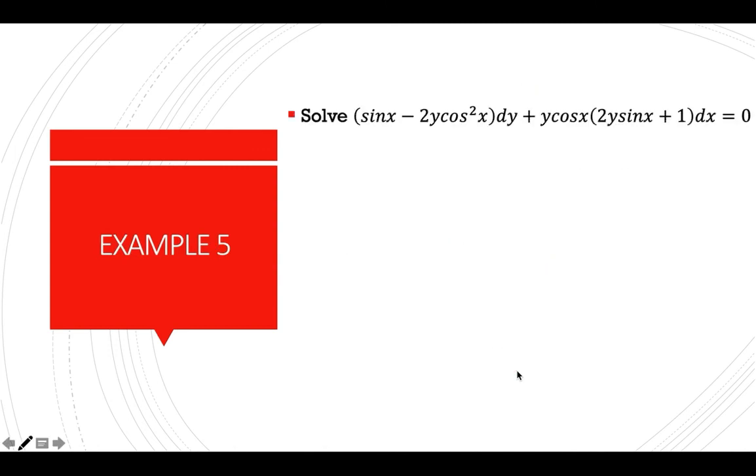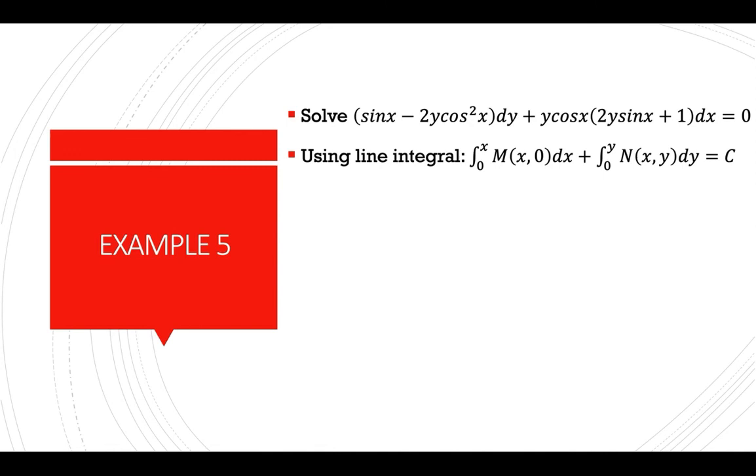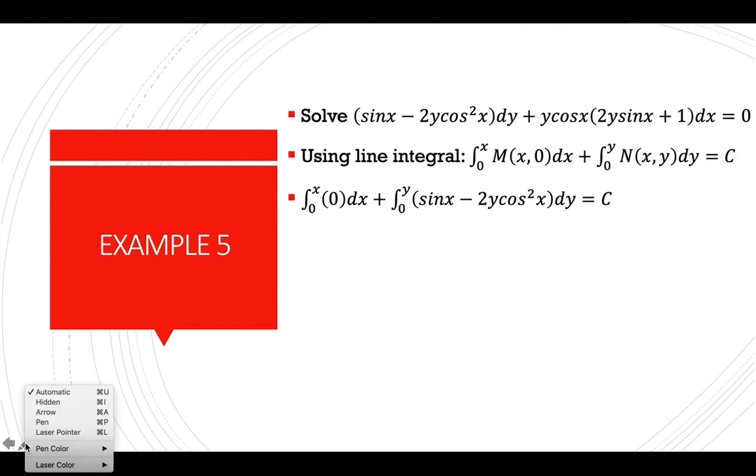Now, if we'll be using the line integral for the same equation. Okay, so using this line integral, y here is equal to 0. By the way, this is your M, this is your N, so M dx plus N dy. So when y is equal to 0 here, everything will be 0.